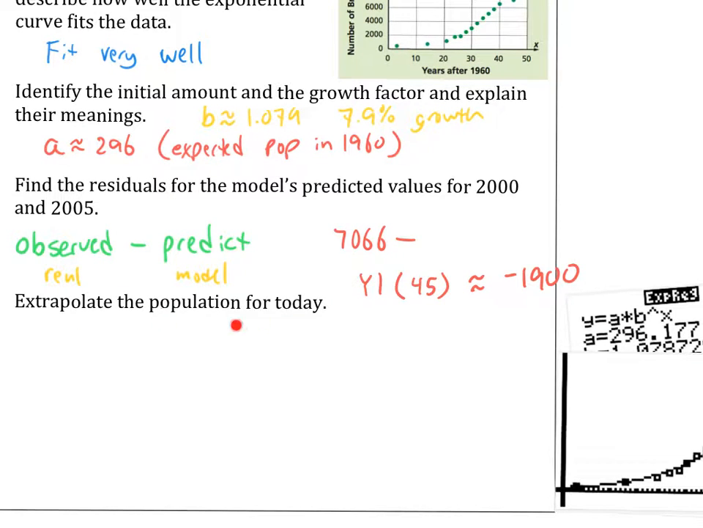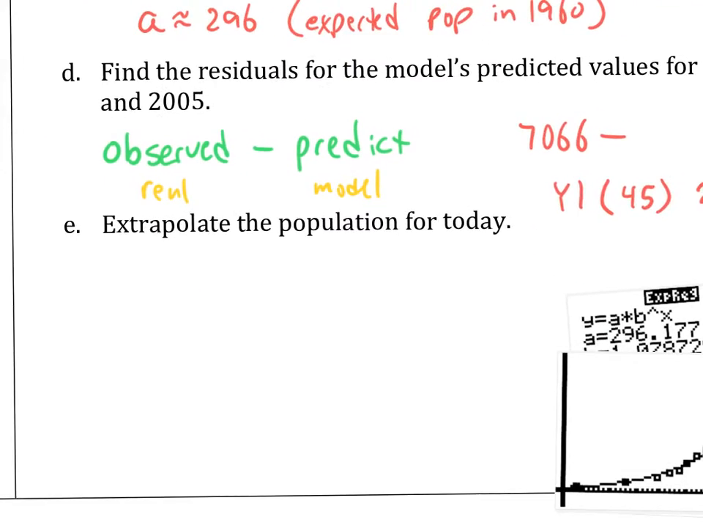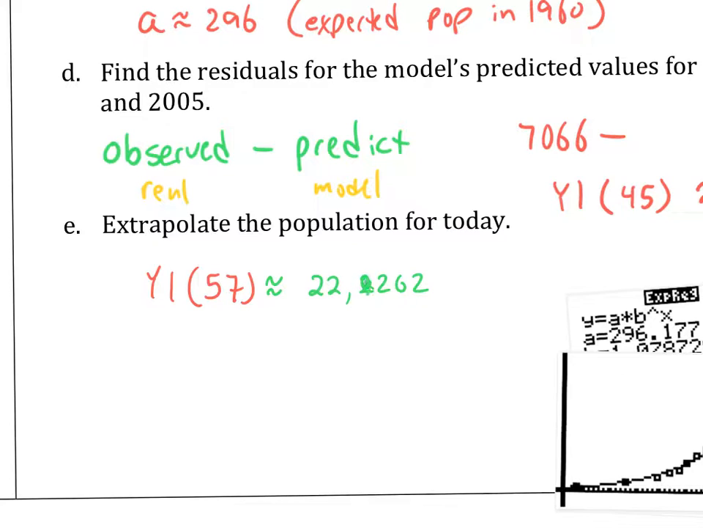Okay, now we're going to follow this trend and extrapolate for today, which of course is dangerous, but still, we'll do it because we live on the edge. So what would that be? 57. And when we do extrapolate, we get this, 22,000. Whoa, I'm way off there. Too many twos there. 22,262 eagles, or bald eagles.